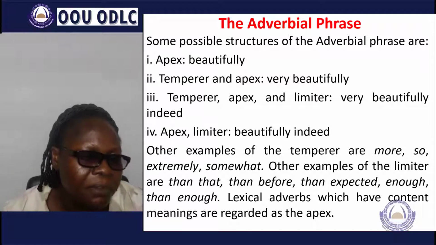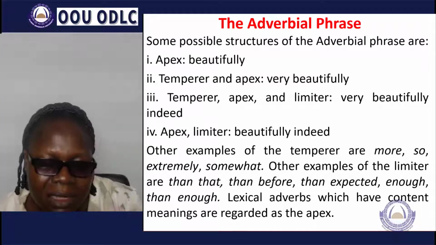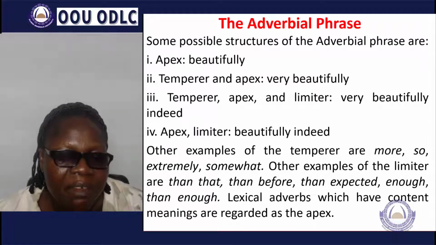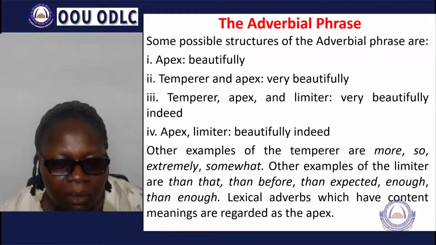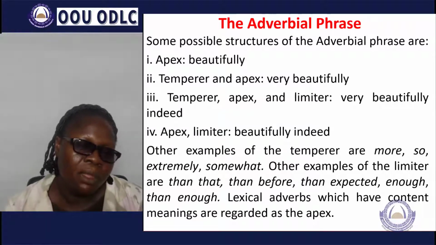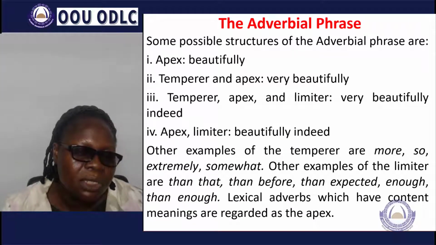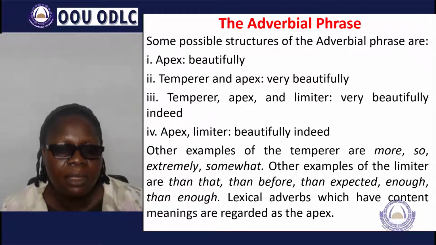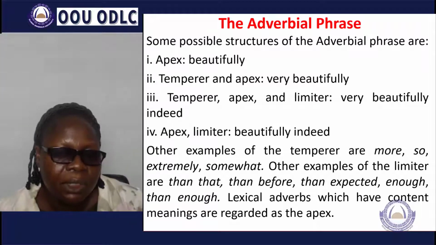Number two, we can have an adverbial phrase structure that contains the tempera and the apex. An example is seen in the sentence, she sings very beautifully. The adverbial phrase in that sentence is very beautifully. And here we have very as the tempera, a word which occurs before the apex. So we have the tempera and the apex, very beautifully.